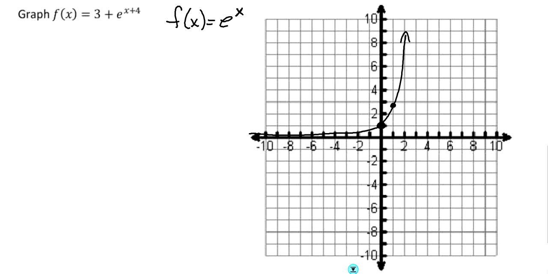And again, when we look at it, this right here is our horizontal shift, and this is our vertical shift. So this time we're going to the left 4 and up 3. So we start here, 1, 2, 3, 4, 1, 2, 3. And again, our horizontal asymptote is going to be shifted up 3 to right here. And having those points, here is my transformed exponential.